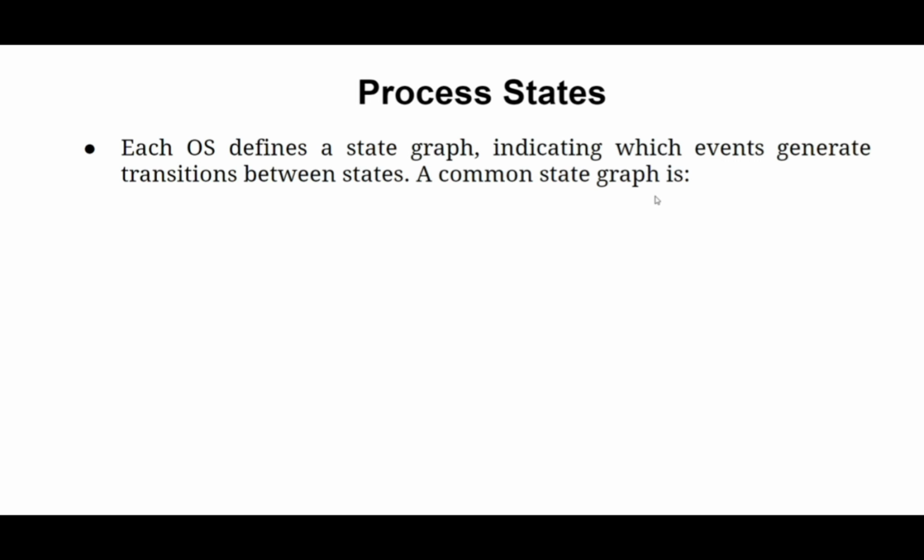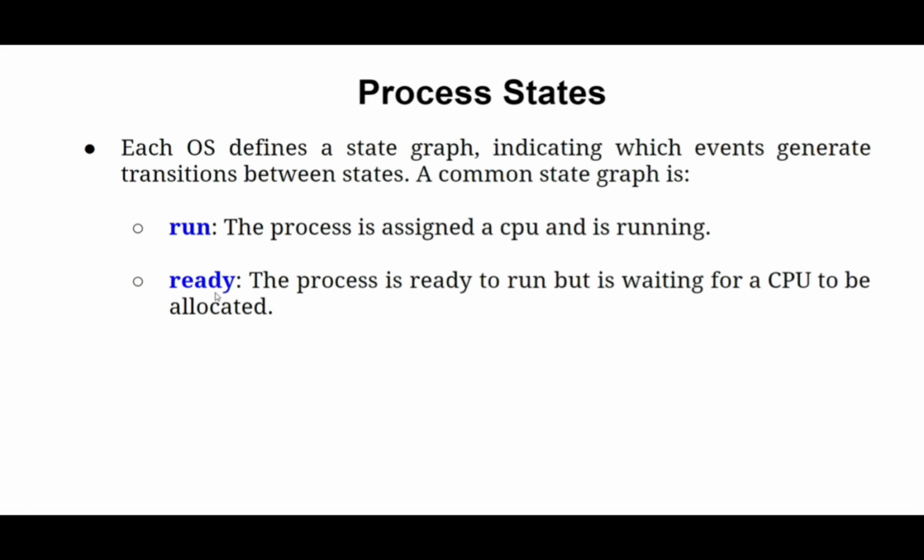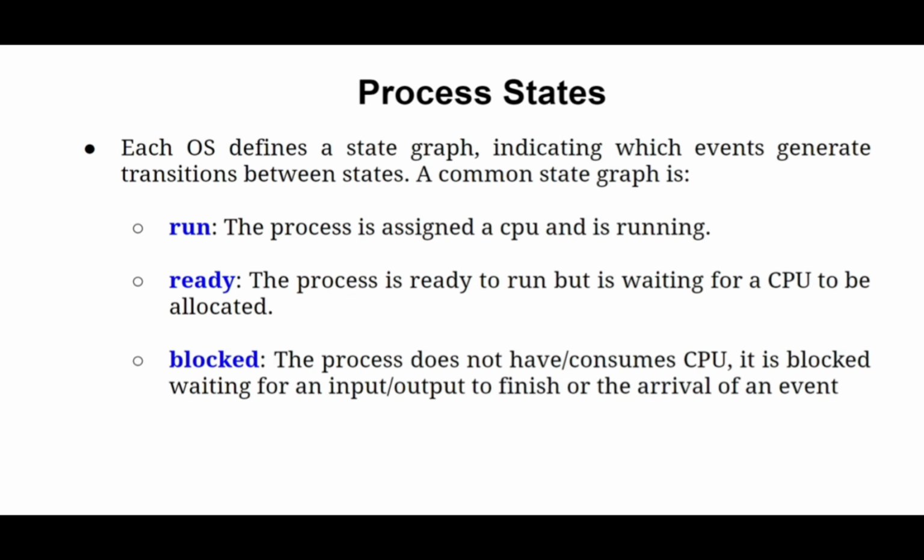A common state graph has, first of all, the state run. When a process is in the state run, it means that this process is assigned a CPU and it is running. Then we have the state ready. The state ready is a state where the process is ready to be run, but is waiting for a CPU to be allocated.